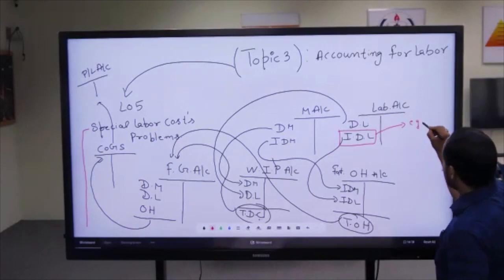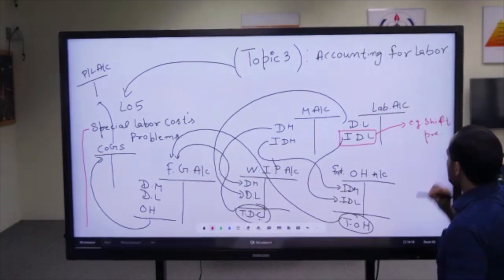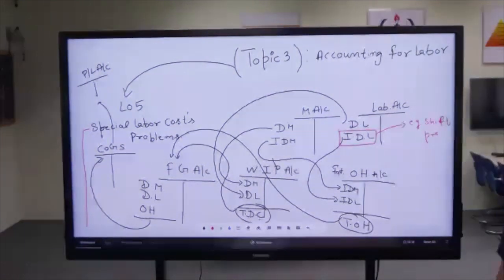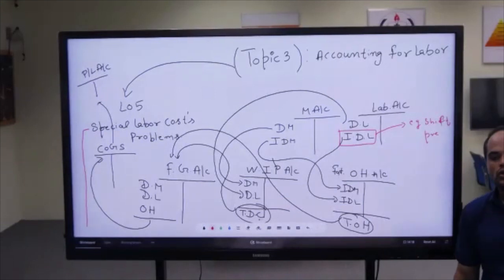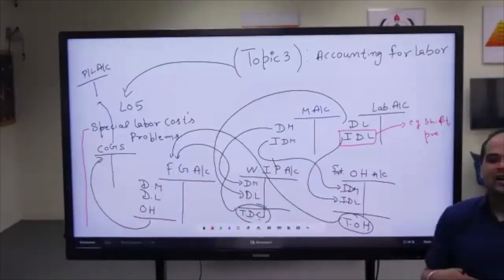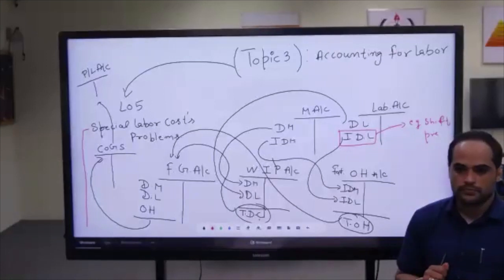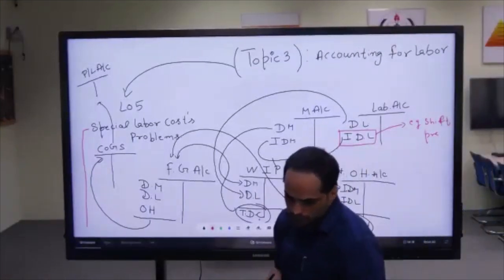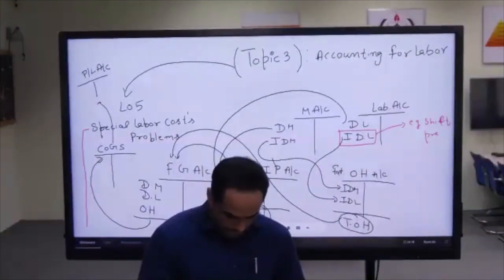For example, shift premium. Shift premium is your indirect labor cost. All right. Next one.